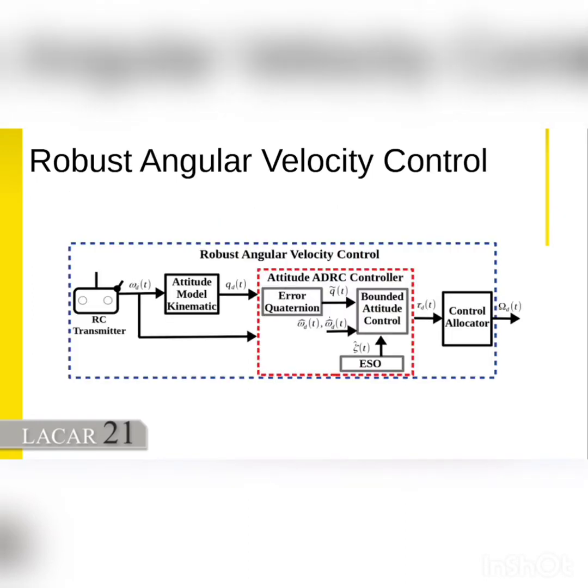Now here comes the entire figure of the system. We have here the structure of the proposed control algorithm, and it is divided into three blocks. First of all, we have the attitude mode kinematic. We could see how the desired angular velocity is entered to attitude mode kinematic, and we obtain the quaternion with respect to time, and then both enter to the attitude ADRC controller.